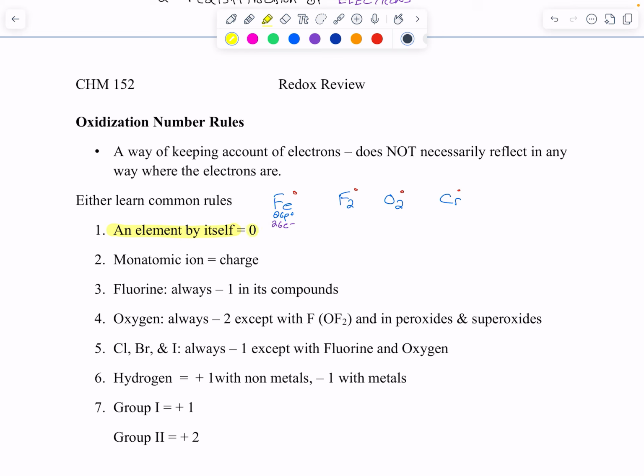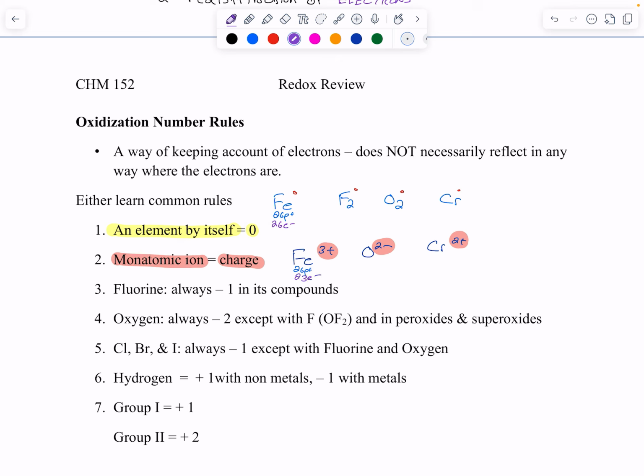A monatomic ion is the charge. Right? What do we mean? So we would have, let's say, Fe3 plus, O2 minus, Cr2 plus, right? These charges are your oxidation states. Right? And so if we go back to iron, it still has 26 protons, but now it only has 23 electrons.